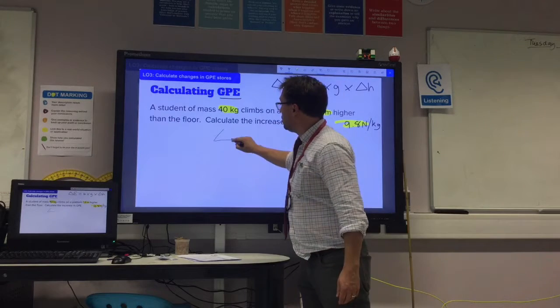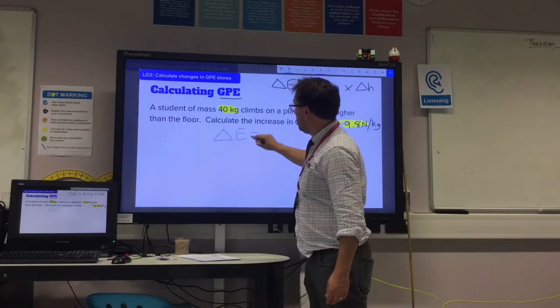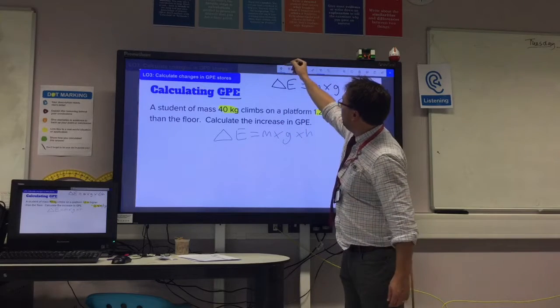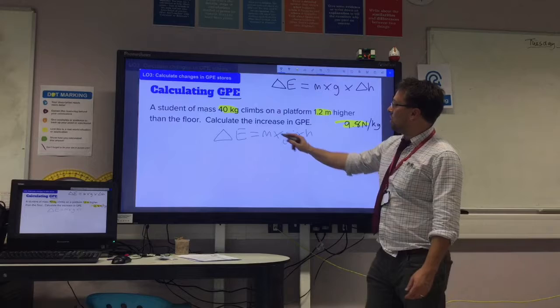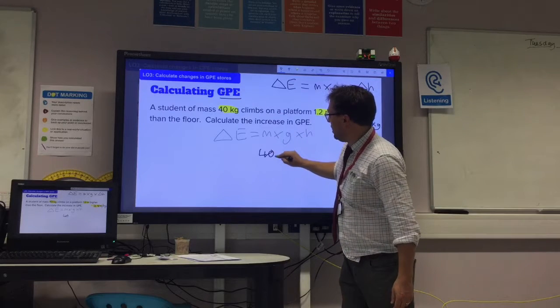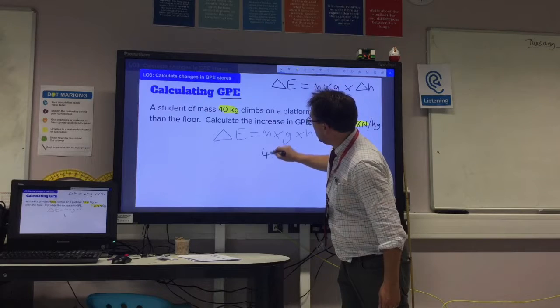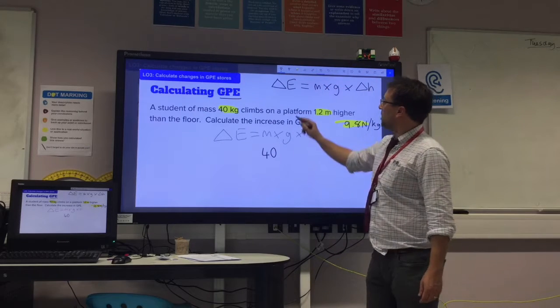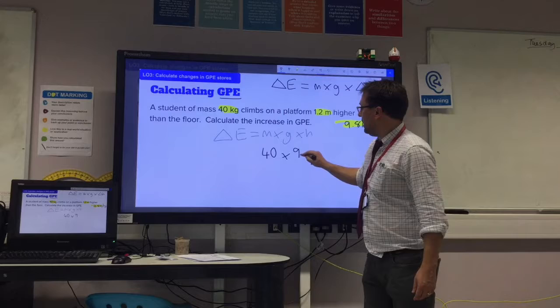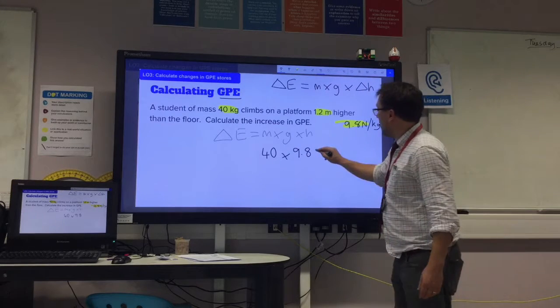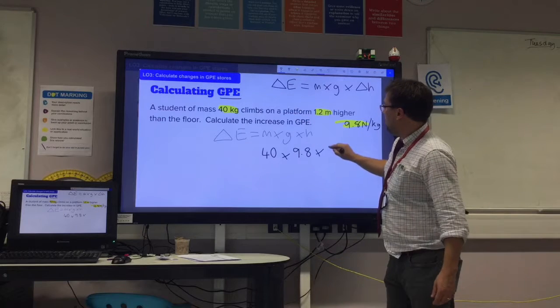So I've got change in energy equals the mass times gravity times the height. That's what we had before there. So I'm going to start substituting my values in. Firstly, I have got 40. That's very neat. Let's rub that out. I have got a 40 kilogram student. The force of gravity is 9.8, and the height that the student has climbed up to is 1.2 meters.